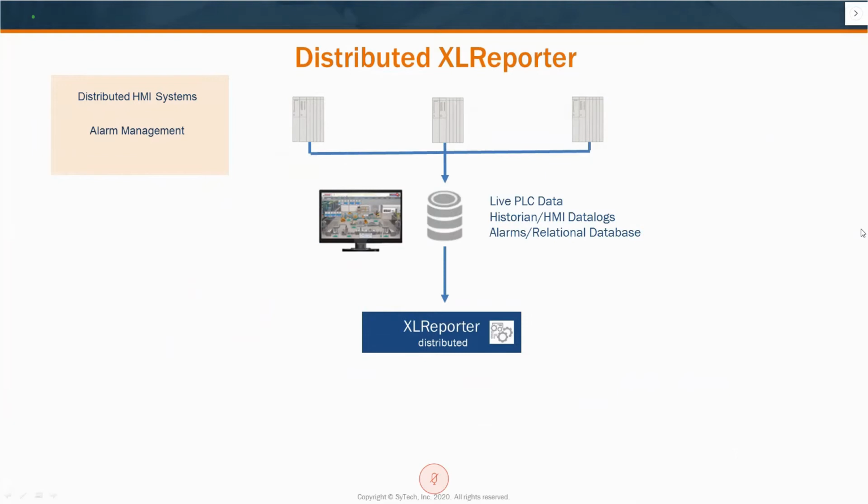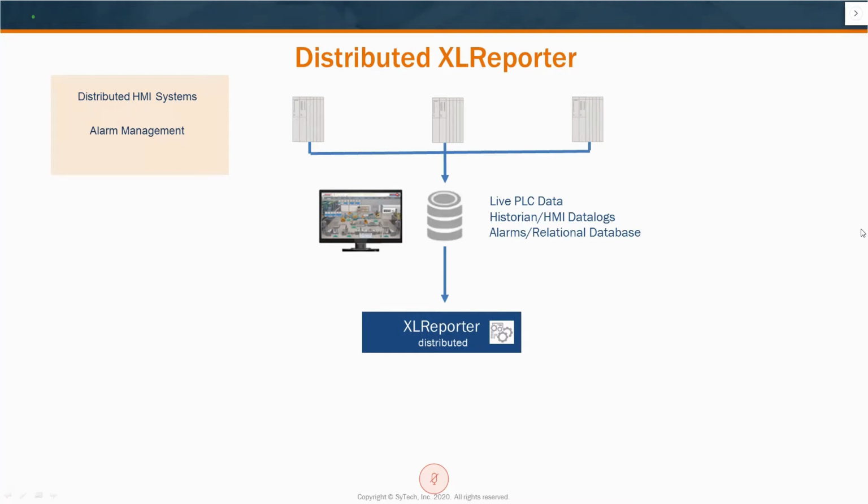Now to discuss a little bit about how XLReporter fits into an industrial setting. The diagram that you see here can basically be thought of as an industrial or a SCADA network. You have XLReporter Distributed Edition installed on that network and connected to a data source. And that means it could be live data from a PLC, it could be a historian or HMI data logs, or it could be a relational database such as one that contains the alarm history of the process. And it could even be any or all of those things at the same time.